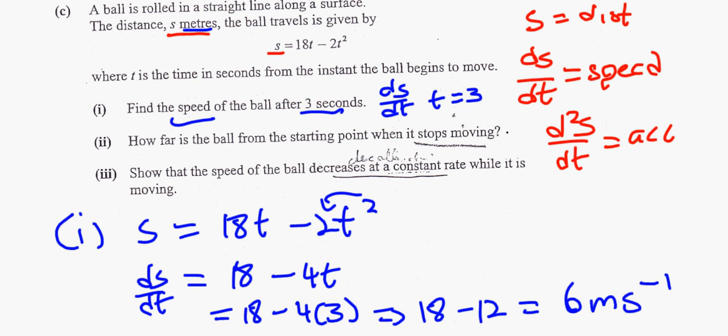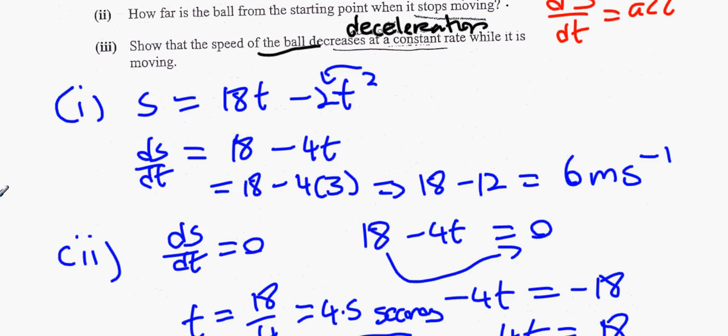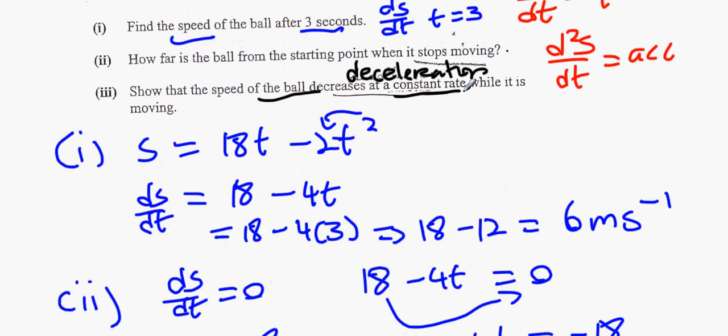Next question. Show that the speed of the ball decreases at a constant rate while it is moving. So the speed of the ball decreasing is basically the deceleration or the acceleration, right? Deceleration. Okay. So what we have to do is get the second derivative and make sure that there's no variables in it. The word constant means that it doesn't change with time.